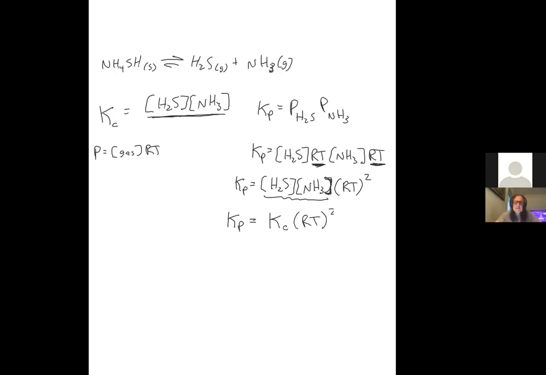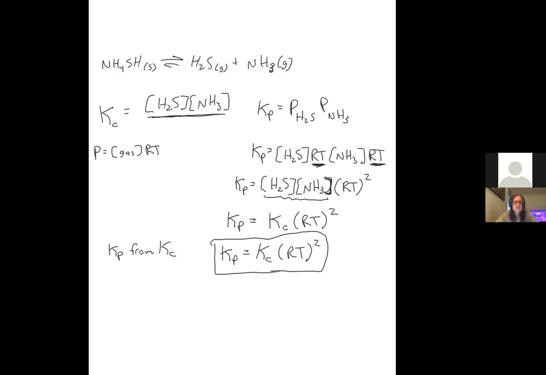Now, the tricky thing about this question is, well, actually, no, it's not tricky. It says calculate Kp from Kc. So it looks like Kp is equal to Kc times RT squared. So there's your equation. We don't have to calculate the actual value. We just have to write the equation that shows how to get Kp from Kc. Okay, that's all we have to do with that one.